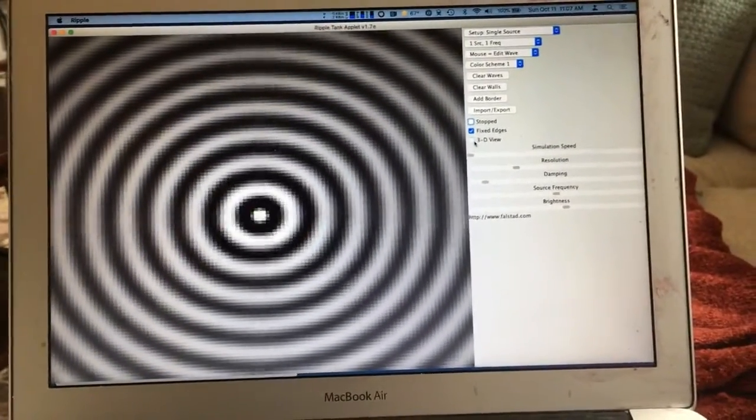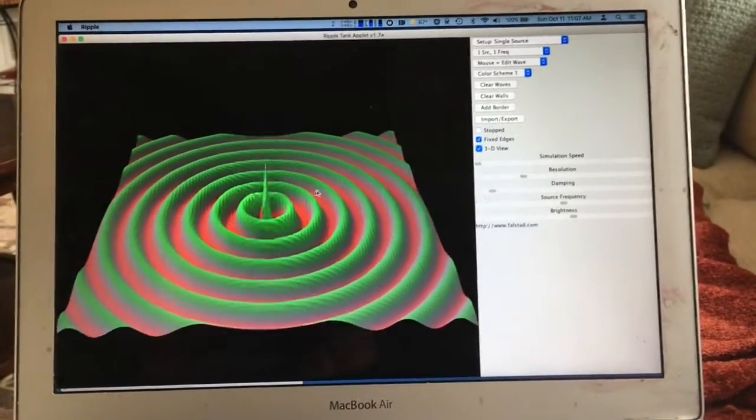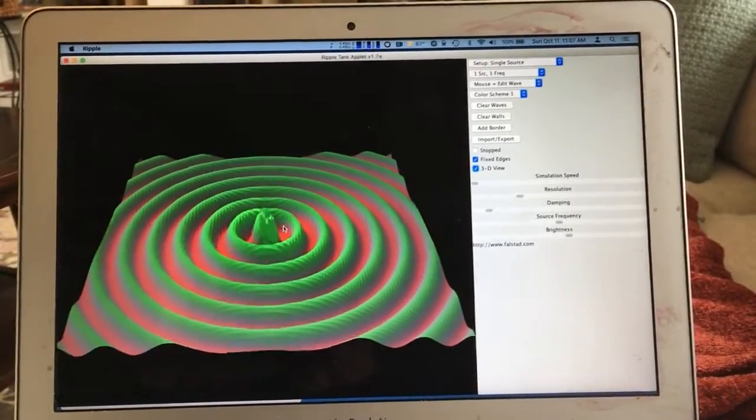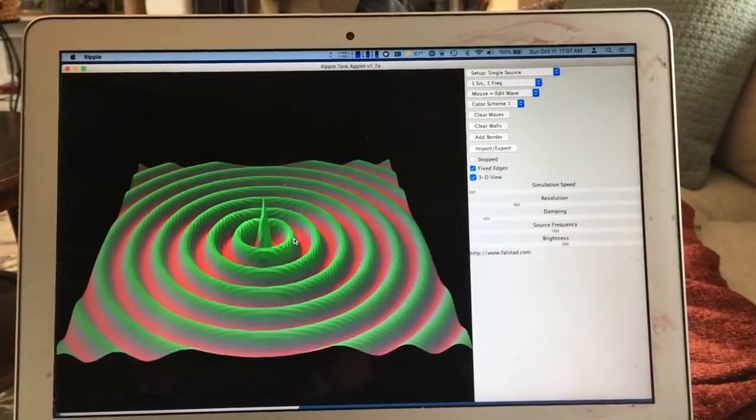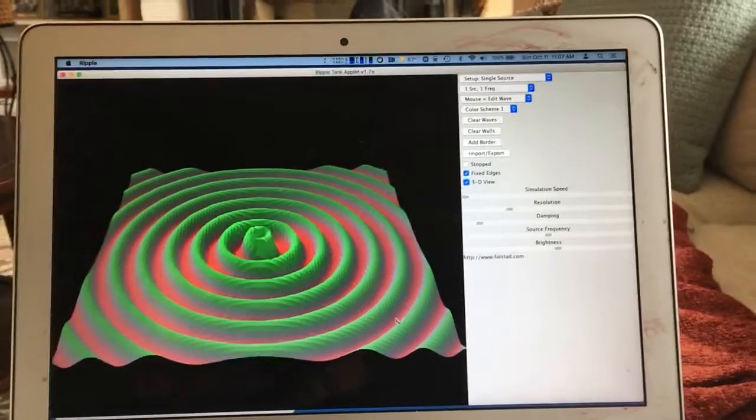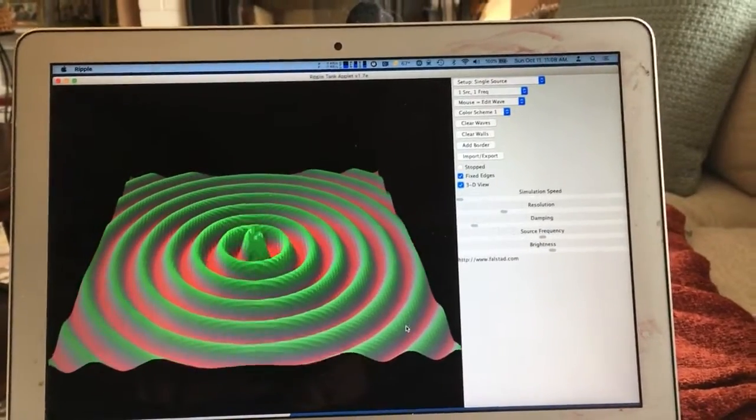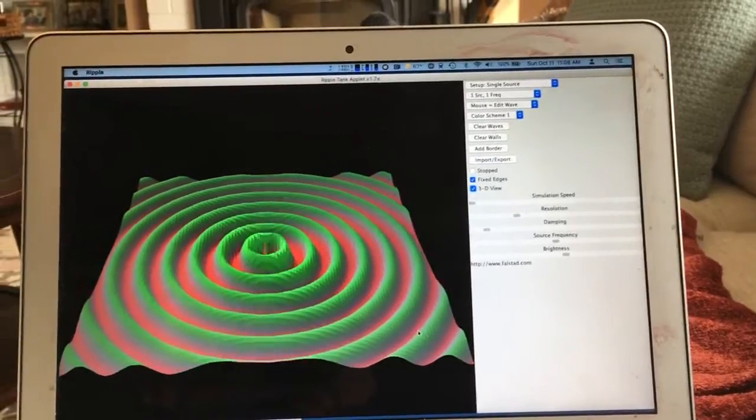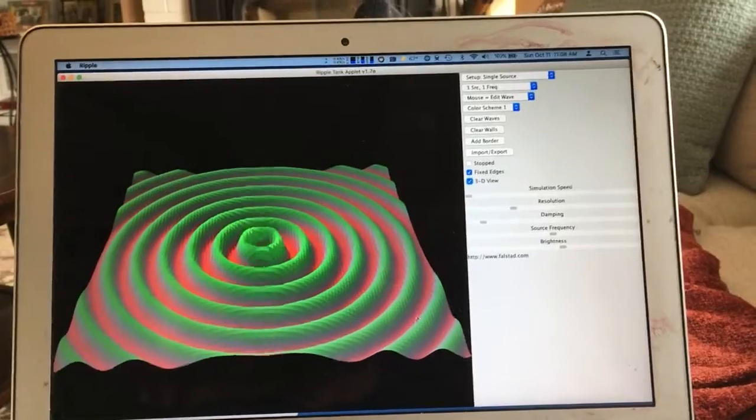So we can look at a 3-dimensional view, and this makes it a little more clear that there's a big amplitude when the wavefront is just a short distance out from the source. By the time the wavefront gets out here, the amplitude is a decent amount smaller. Again, the effect is less dramatic in 2 dimensions than it is in 3 dimensions.